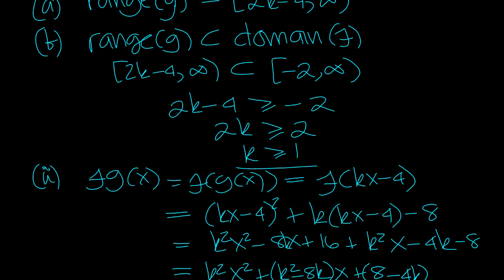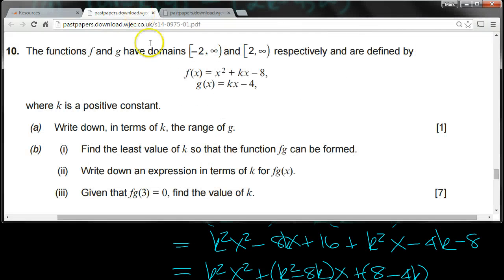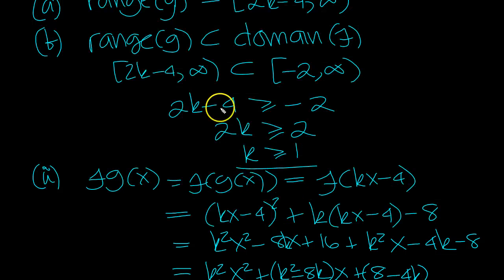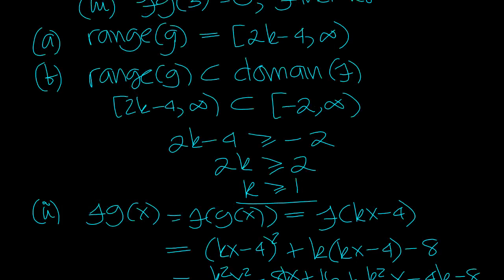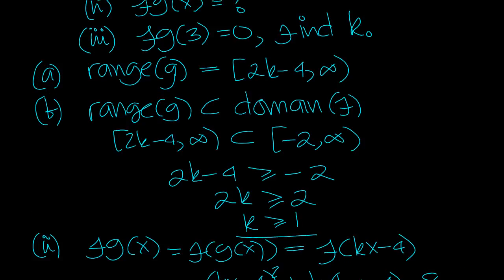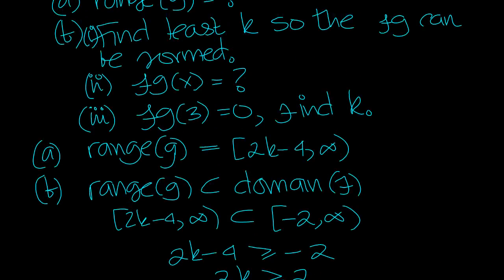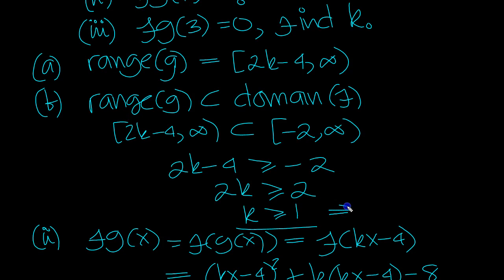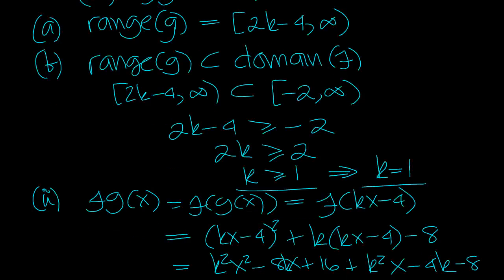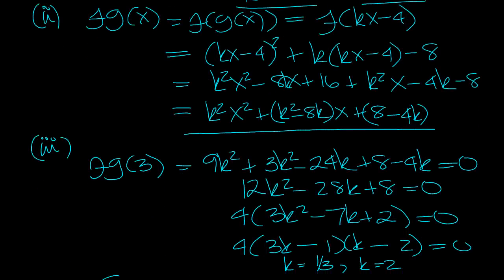So in part B then, if we look at the question in full, find the least value of k. So in B part 1, the least value of k, which I should have written down, so that this composite can be formed, part 1. So that tells us k equals 1 here would be the least value. So put that answer in now. Okay, good.